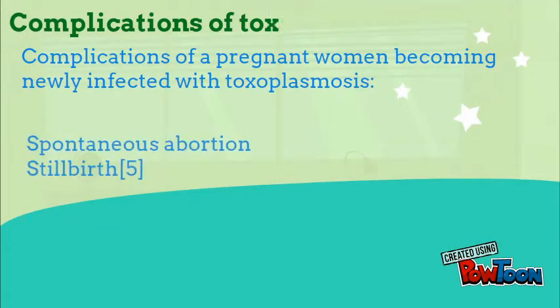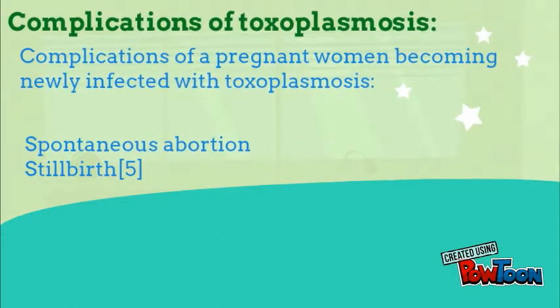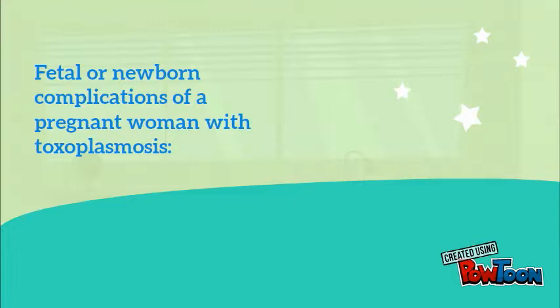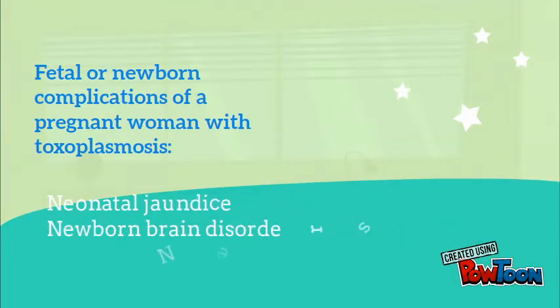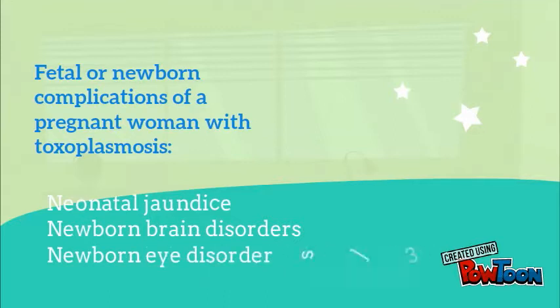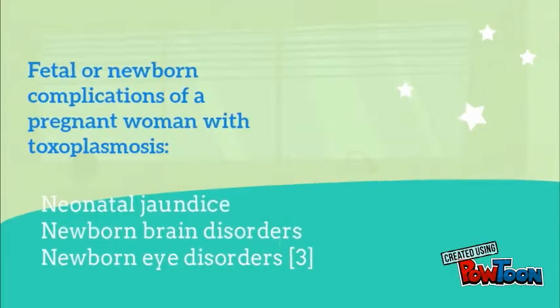Complications of toxoplasmosis in a pregnant woman newly infected with the organism include: A. Spontaneous abortion, B. Stillbirth. Fetal or newborn complications of a pregnant woman with toxoplasmosis: congenital toxoplasmosis may pass to the newborn from the infected mother by crossing the placenta. It may lead to complications such as neonatal jaundice, brain disorders, and eye disorders.